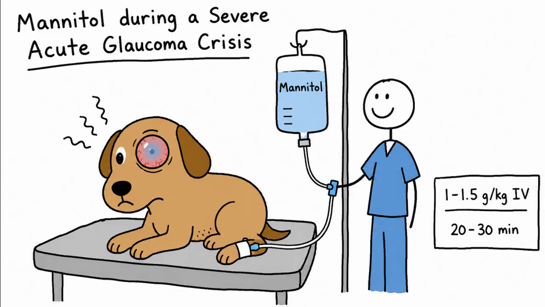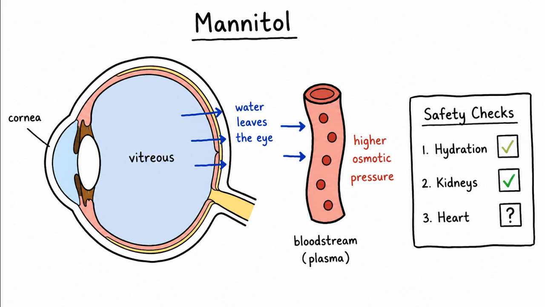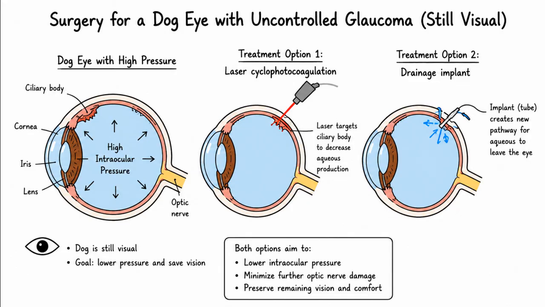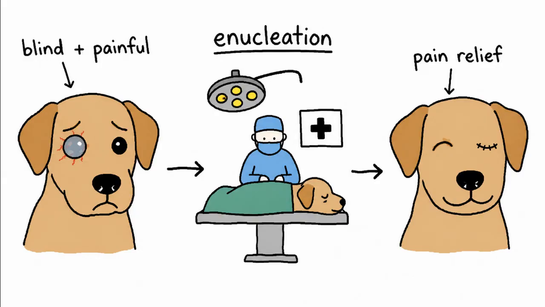During a severe acute crisis, mannitol may be administered at approximately 1 to 1.5 grams per kilogram intravenously over 20 to 30 minutes. It increases plasma osmotic pressure and draws water from the vitreous. But hydration status and renal and cardiac function must be evaluated first. Visual eyes that cannot be controlled medically may require laser cyclophotocoagulation or a drainage implant. A permanently blind, painful eye may ultimately require enucleation to provide lasting pain relief.